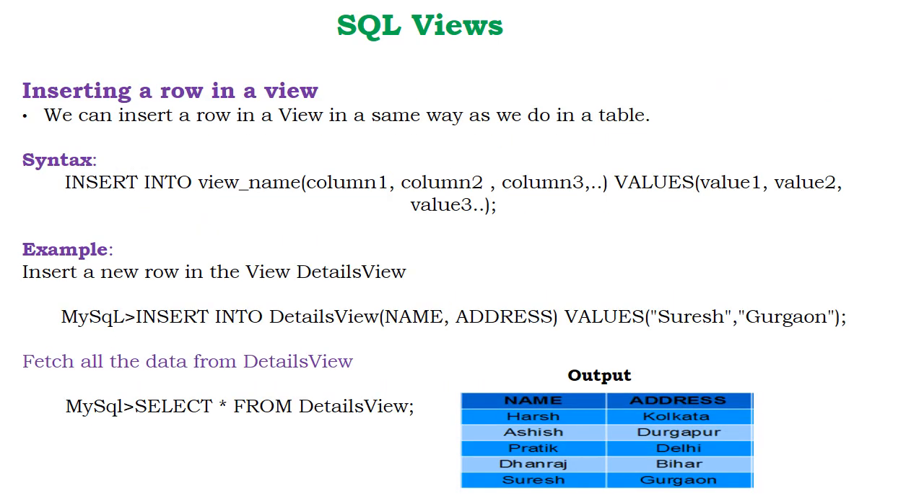Inserting a row in a view. We can insert a row in a view in the same way as in the original table. For example, insert into detail view, mention the column names, values, and mention the values. Automatically, the new record will be added in the virtual table.